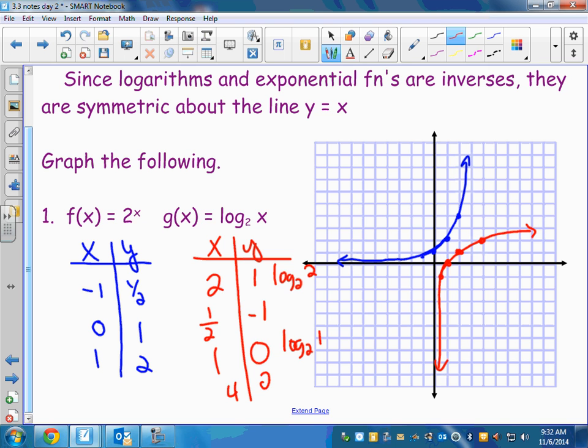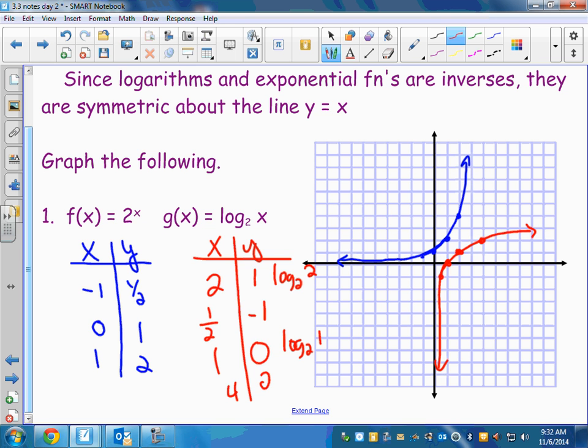Any big memories of this? I feel like we don't graph logs that often because we do have graphing calculators, but the basic idea, I think, is important. Would you ever have a problem where it has to graph both of those? Probably not. No. This was just to start us off.